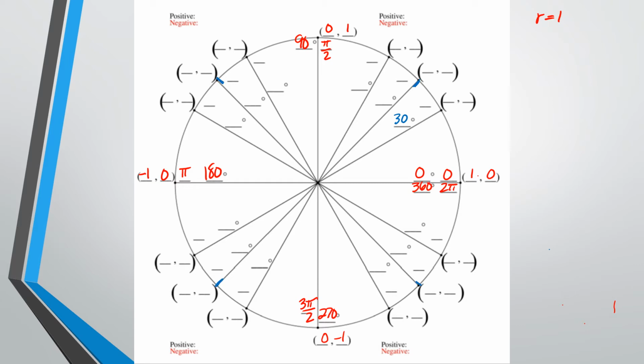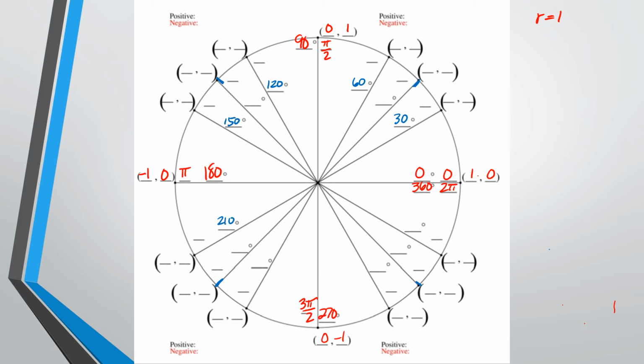We're going to skip over those, and we'll come back to those when we do our 45-degree increments. So I started with 30. If I add 30, that would give me 60. If I added 30 again, it would give me 90, which is already there, so I don't have to write it again. Then I would have 120, then 150, then 180, which is already there.